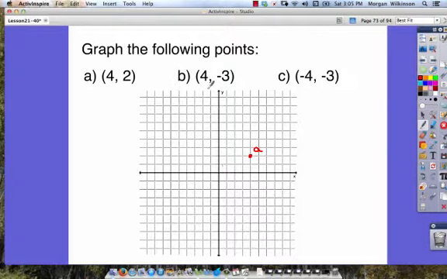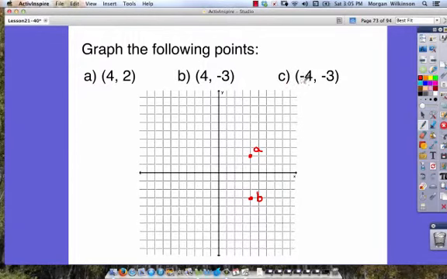For B, we have 4, negative 3. X first, Y second. So we've got 4, 1, 2, 3, 4, and down 3, 1, 2, 3. So this is our point B.